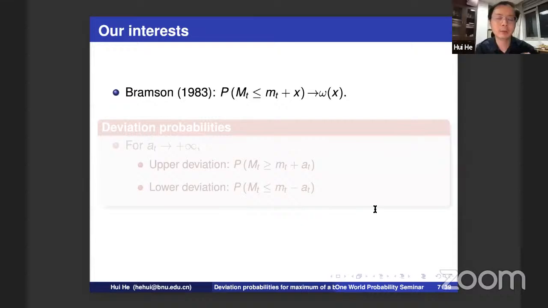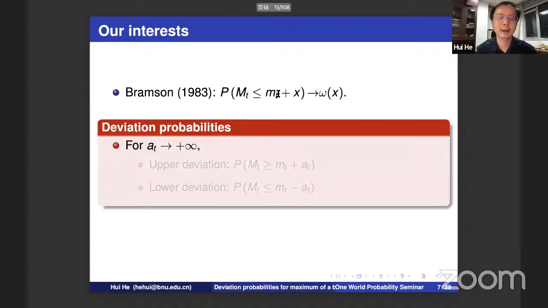So recall that Bramson shows that the maximum position of the branching Brownian motion, that is capital M_t, centered by this little m_t, converges weakly. So our interest is the so-called deviation probabilities. And for this interest, for example, if a_t is a deterministic function which goes to infinity as t goes to infinity, then there are two kinds of deviation probabilities.